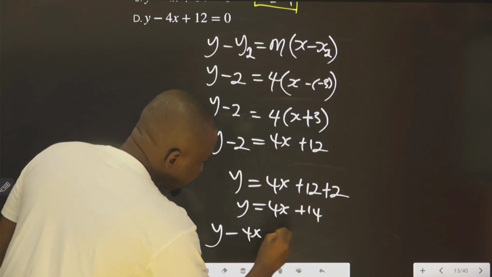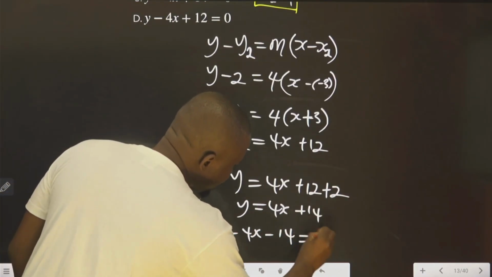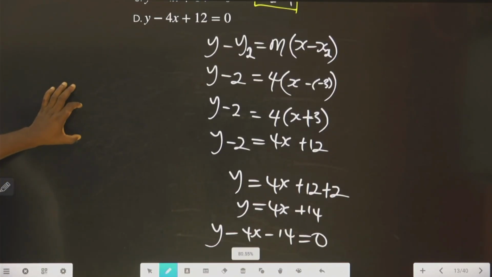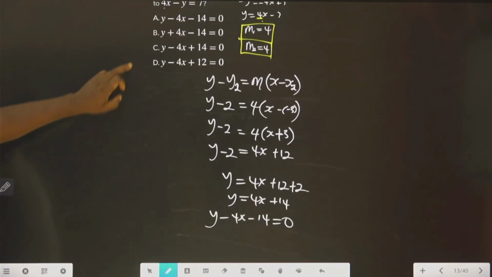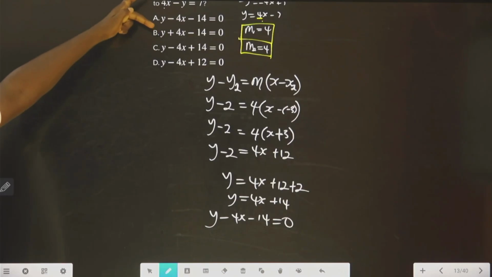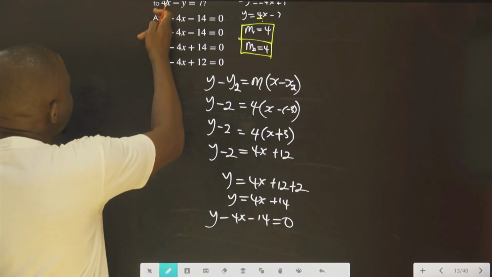So now I move everything to the side. y minus 4x minus 14 equals to 0. Okay, let's see. y minus 4x, y minus 4x minus 14 equals to 0. That is the first one.